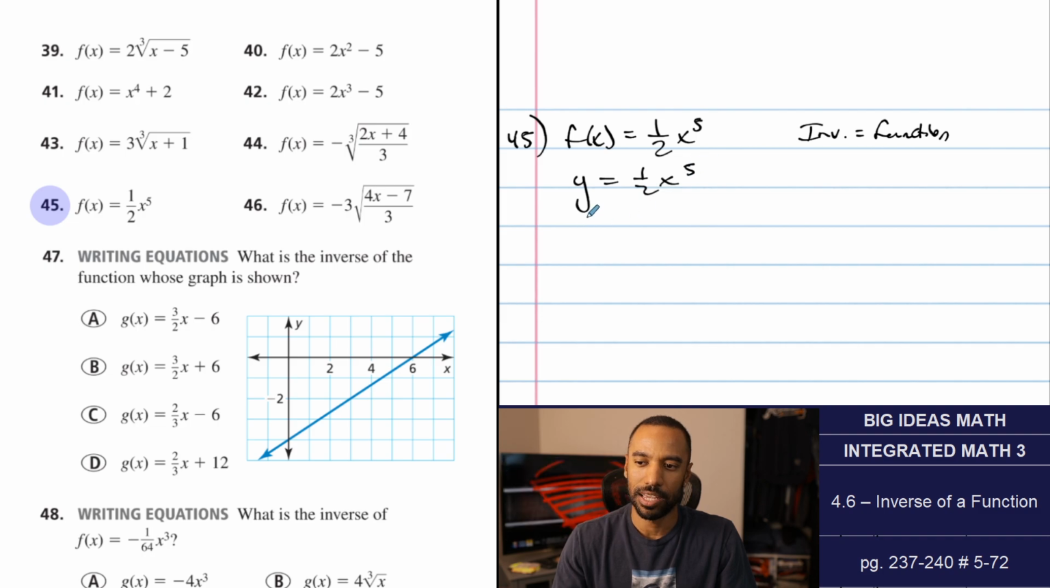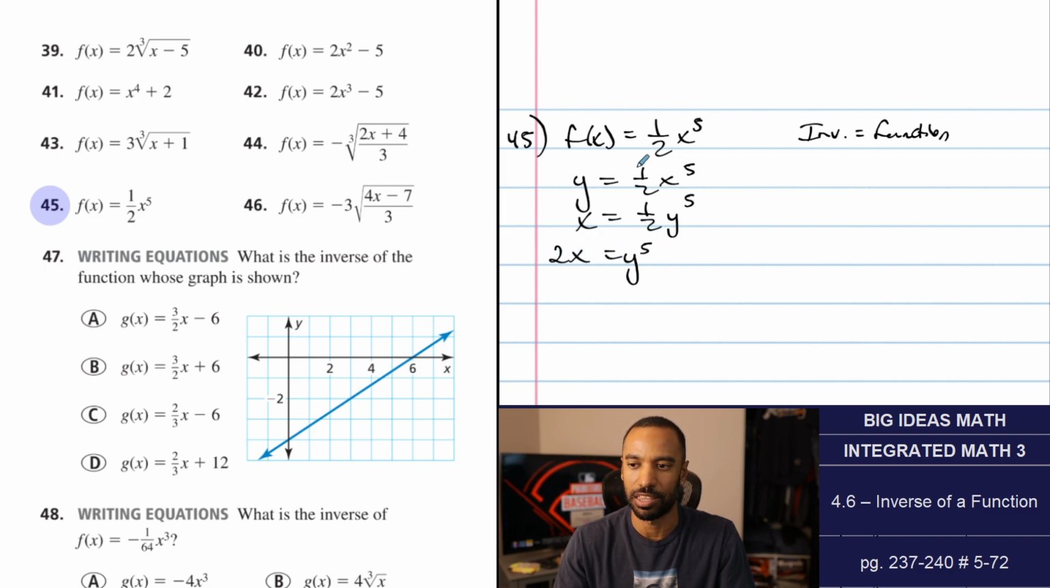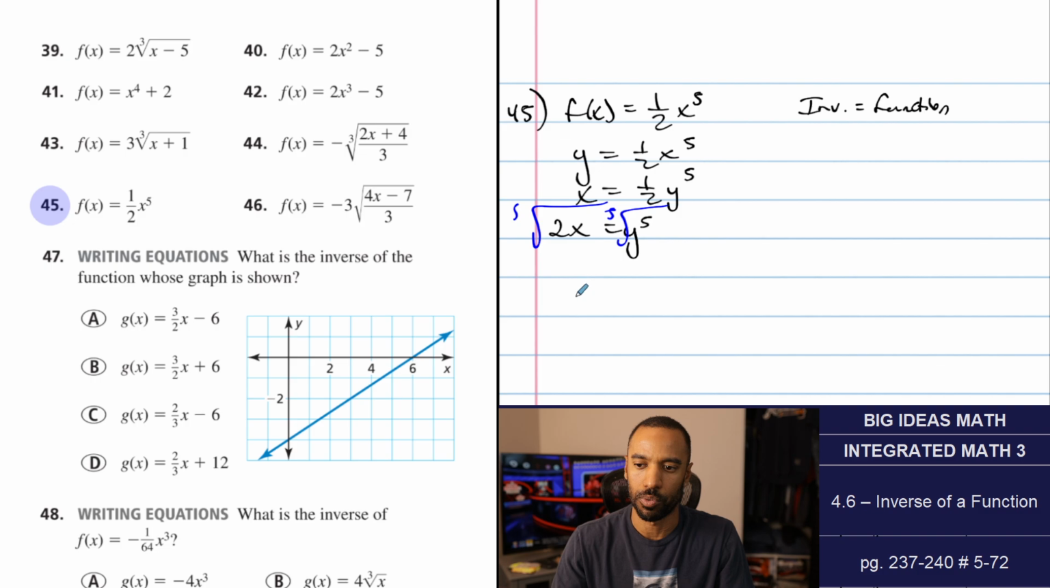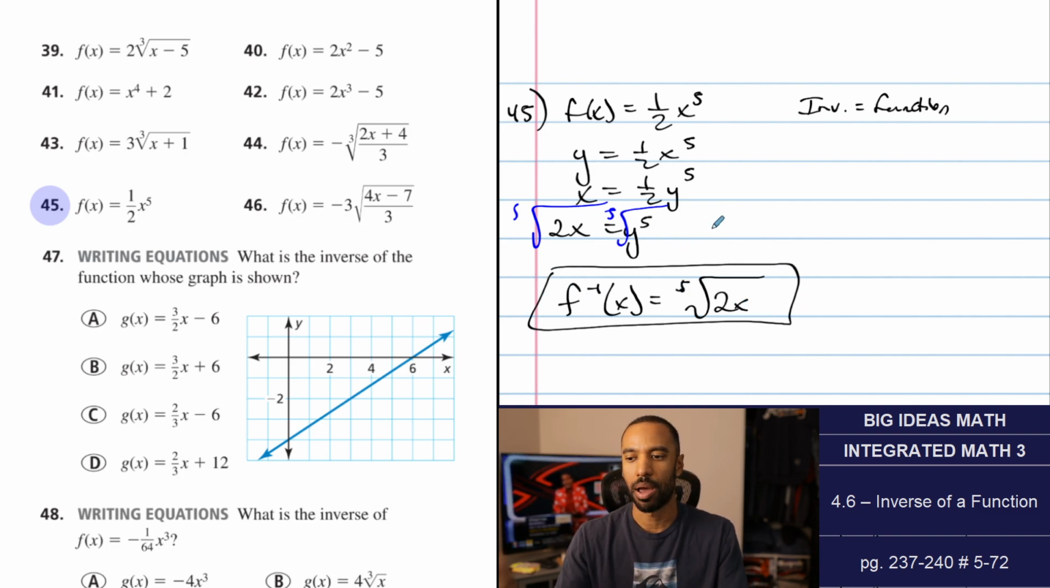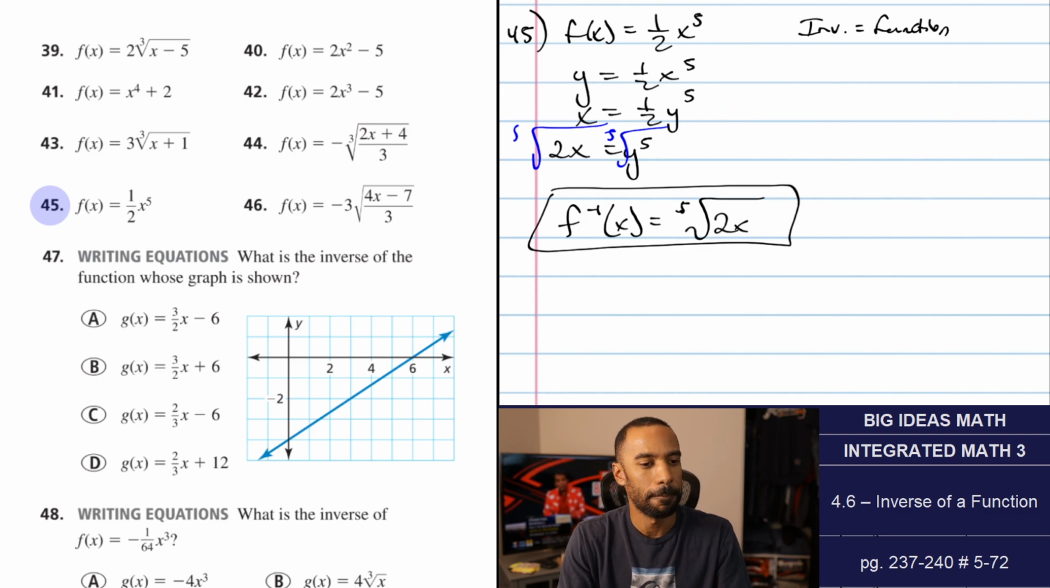So let's swap x and y by taking its inverse, or let's take its inverse by swapping x and y, and then we'll solve for y all over again. Let's multiply both sides by 2 to begin with. We'll get 2x equals y to the 5th, and then we will take the 5th root of both sides. So the 5th root here, 5th root there, no plus or minus involved. We'll just have y equals, or the inverse of your function equals, the 5th root of 2x. So probably one of the easier ones to just write out like that.